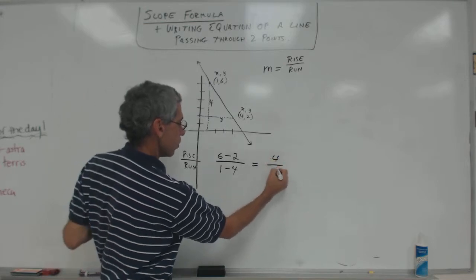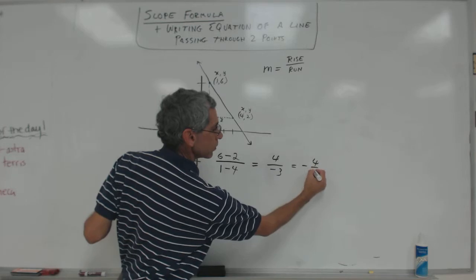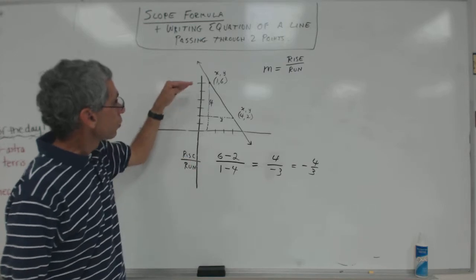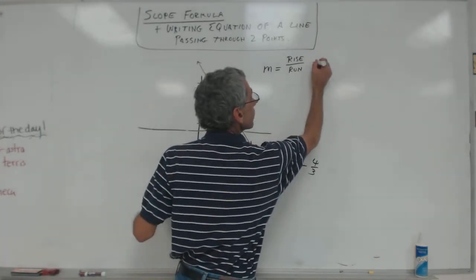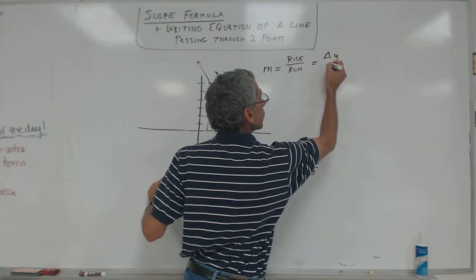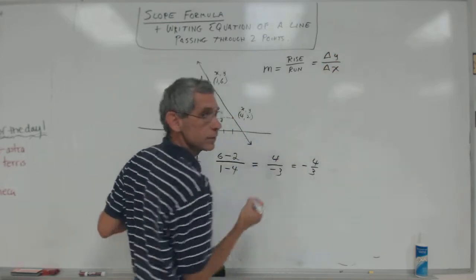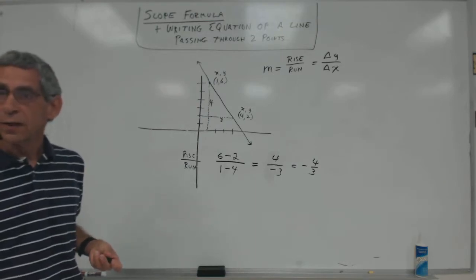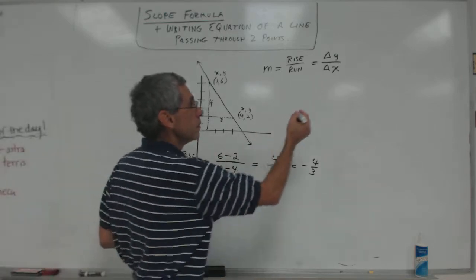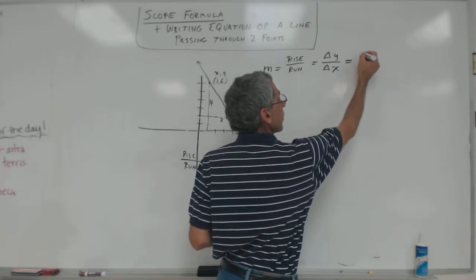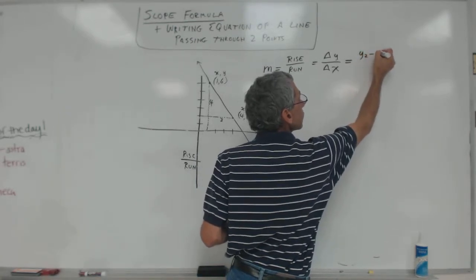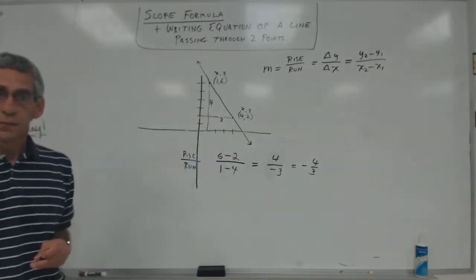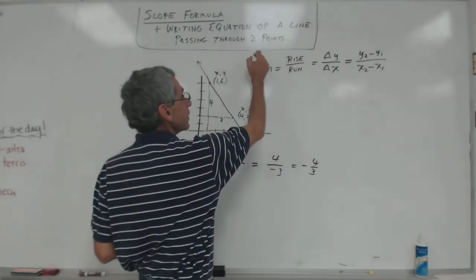Then I'm going to have 4 over negative 3, which is negative 4/3. Okay, you don't have to know this. What you have to know is the rise is the change in y. The run is the change in x. Change means subtract. The formula that some people always remember is y2 minus y1 over x2 minus x1. So that is technically our slope formula.